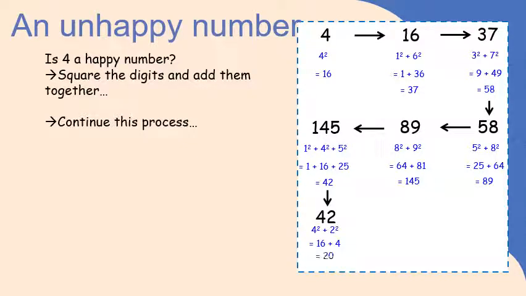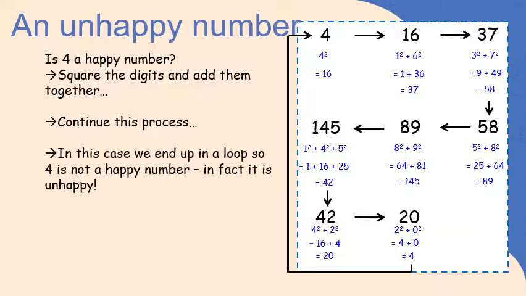4 squared plus 2 squared would equal 20. And 2 squared plus 0 squared would equal 4. Now you might notice something with that answer and the number that we started. Can you see we have created a loop? This means the number 4 will never be a happy number because it will just keep looping round and will not get to 1. That means it's unhappy.